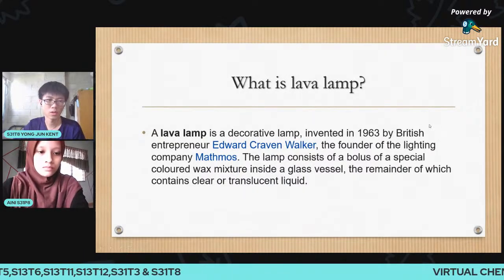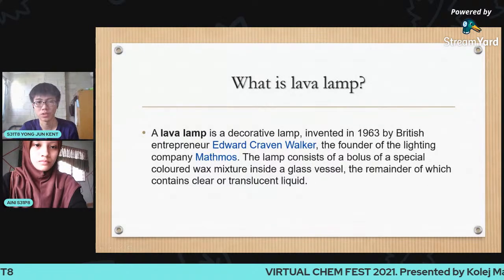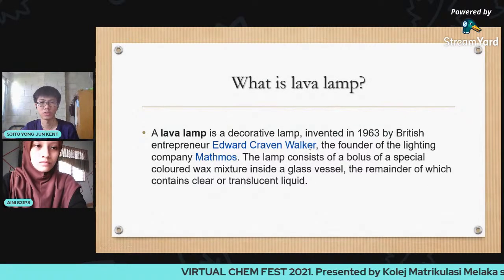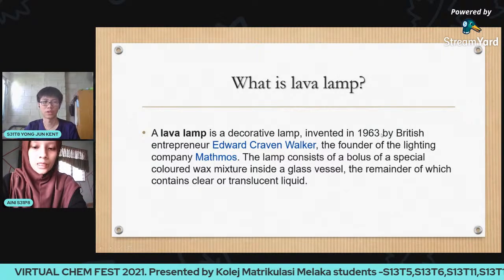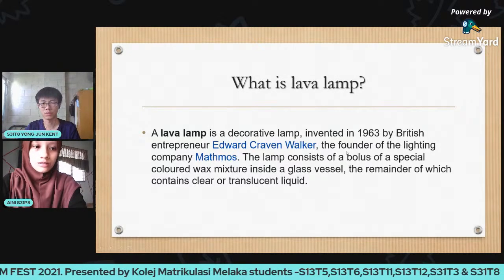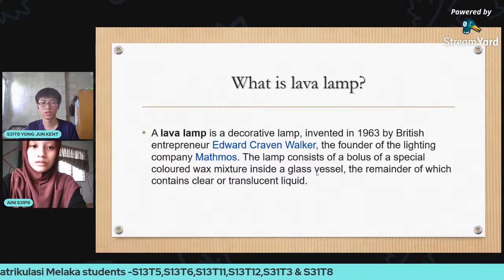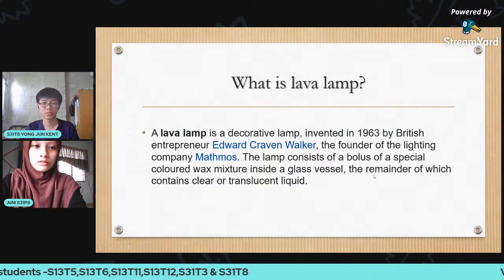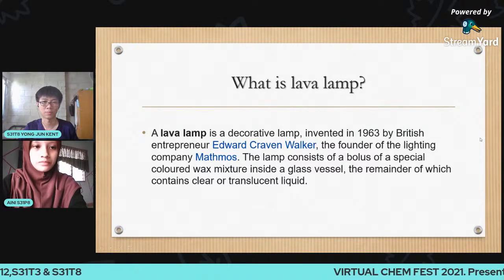So I will introduce the lava lamp. The lava lamp is a decorative lamp invented in 1963 by British entrepreneur Edward Craven Walker, the founder of the lighting company Mathmos. The lamp consists of a bolus of a special colored wax mixture inside a glass vessel, the remainder of which contains clear or translucent liquid.